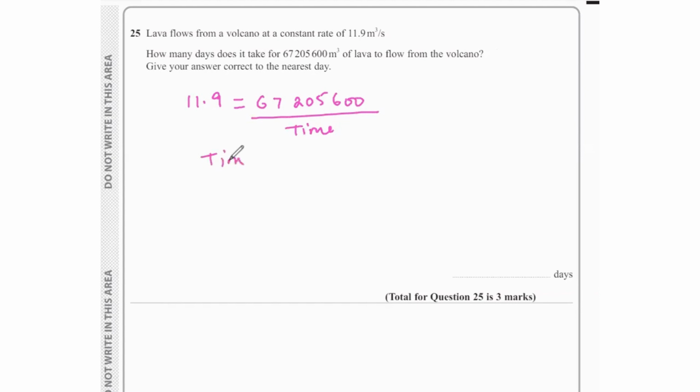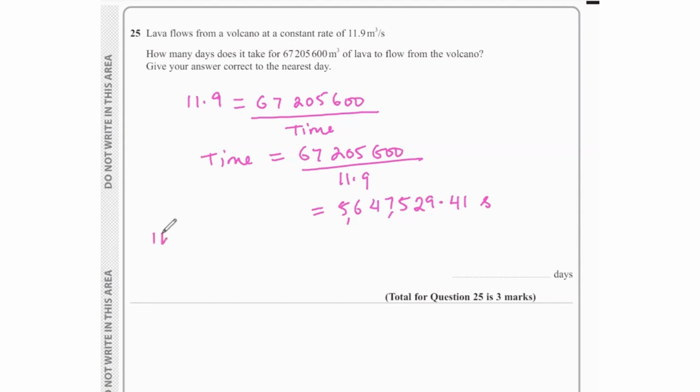So let's divide the volume by the rate to find the time. And that's going to give us 5,647,529.41 seconds, because the rate was in meters per second. So the time we just calculated is in seconds. Now we're going to convert this time from seconds to days.